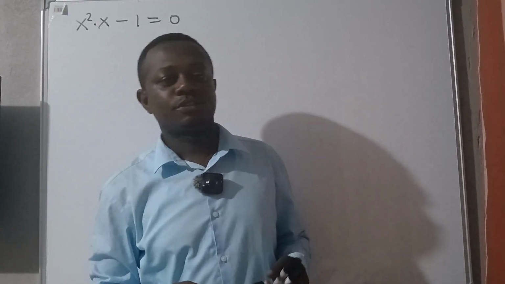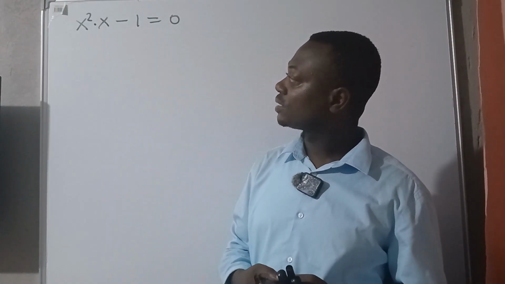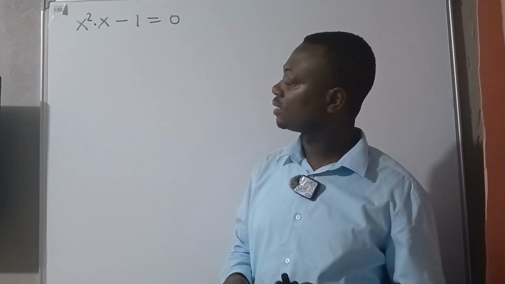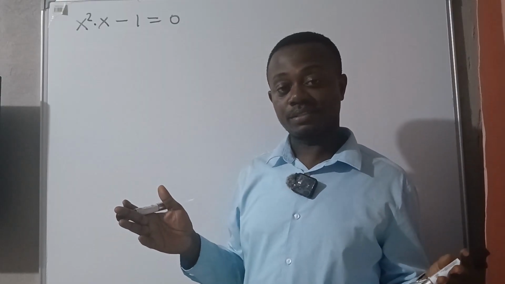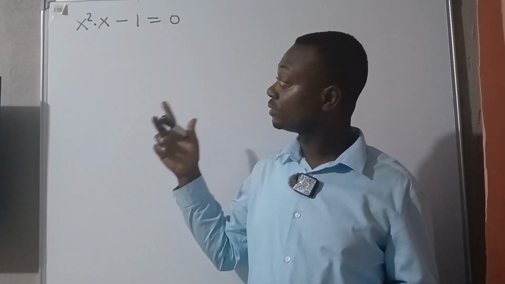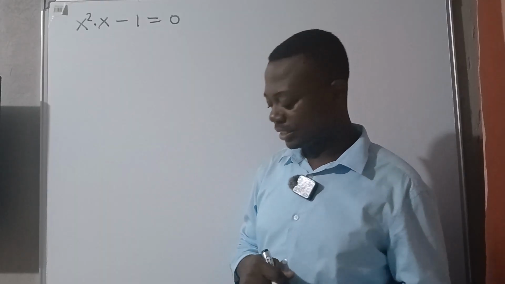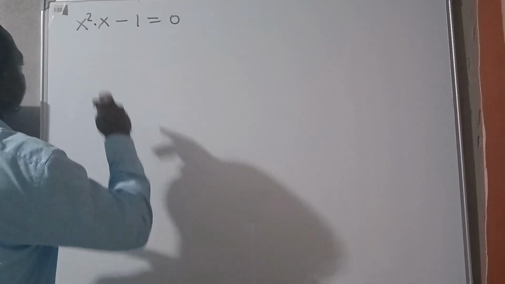Okay, so we had solved for x here, and we are given x squared times x minus 1. All right, so x squared times x is indeed x cubed. So this one is more or less x cubed minus 1 equal to 0. So let's provide a solution to this. Okay, so solution.